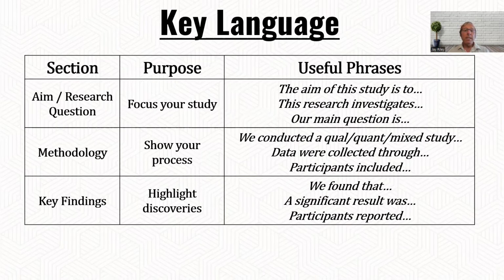And then finally, your key findings. You're going to say, we found that, a significant result was, or participants reported. Again, and I always mention this to my students, this was something I had a professor highlight to me. Be careful with this word. We use this word a lot. We say a significant result, particularly when we're talking about quantitative research. We want to differentiate between something that's important and something that is statistically significant. So we do want to be clear when we use language like that.